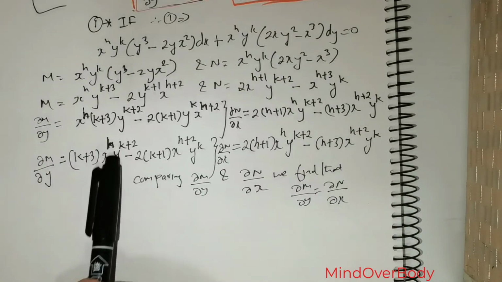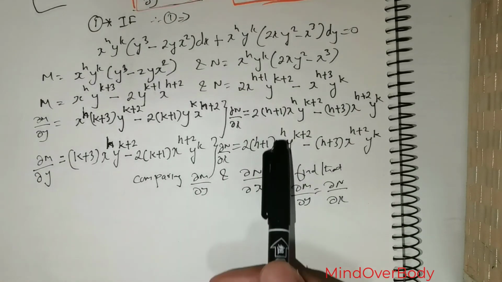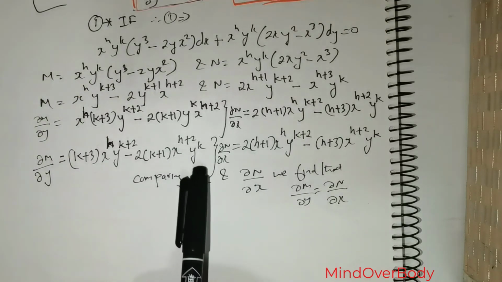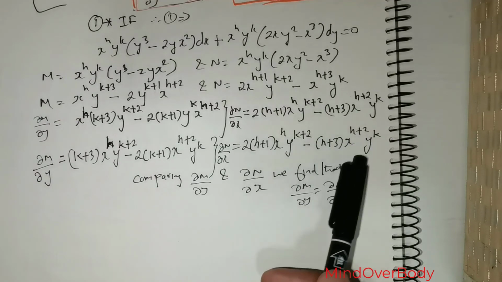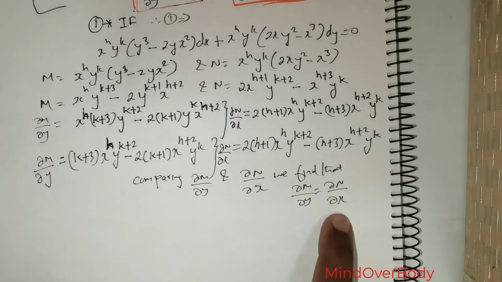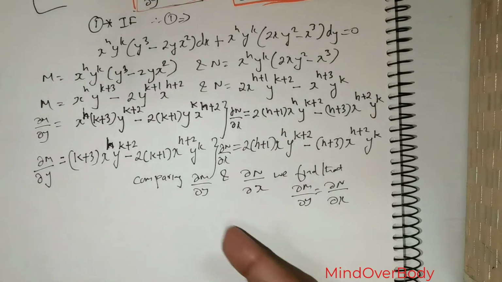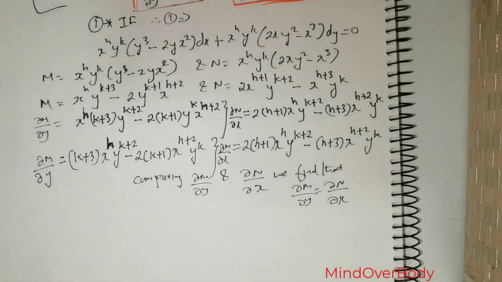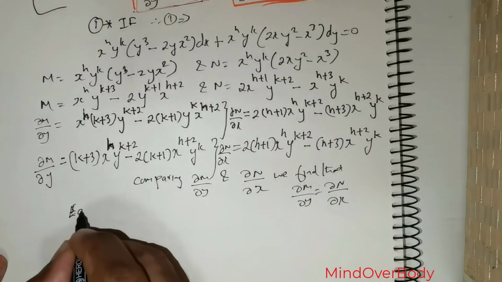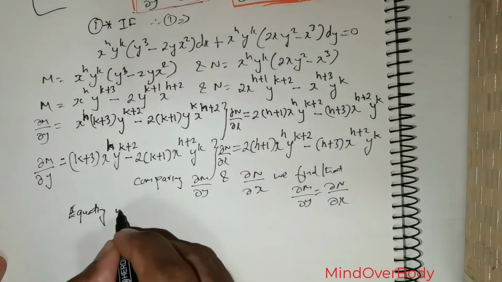This is x^h y^(k+2), this is x^h y^(k+2), and this is x^(h+2) y^k, and this is x^(h+2) y^k. So we can compare and see that these two are equal. You can also view it in this fashion. Now these two ought to be equal, and for them to be equal, the coefficients should be equal, right? You can make a judgment like that. So equating, the best word to use in this sense is equating, we get.